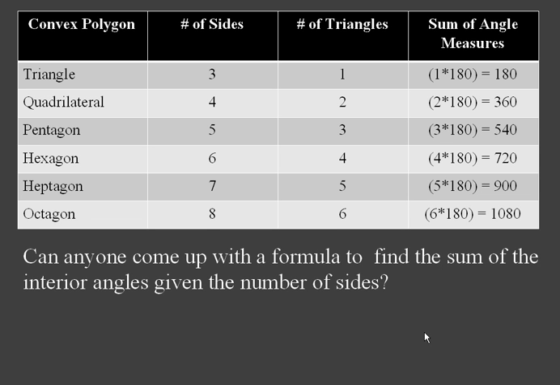Is there a formula that would go with this? Is there a nice simple formula that would work just to give us the sum of the interior angles of any polygon? Well, if you look here, it all depends on multiplying by 180 and the number of triangles that are formed. Let's see if there's a relationship between these. Here's number of sides 3, number of triangles 1, number of sides 4, number of triangles 2, 5 to 3, 6 to 4, 7 to 5, and 8 to 6. As you can see, we're subtracting 2 from the number of sides, then we're multiplying by 180, and that's going to give us our sum of the angle measures.